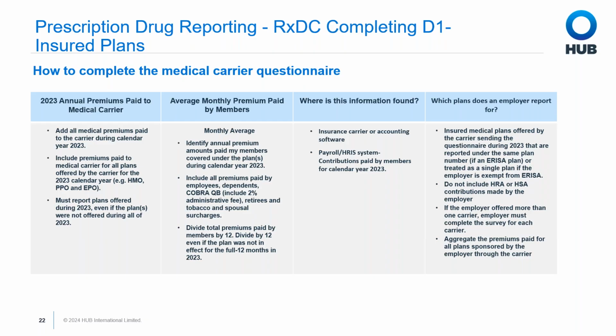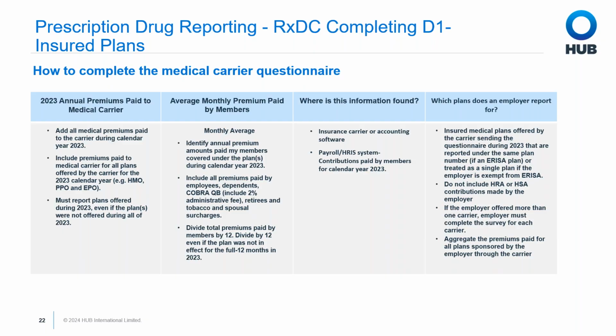The first thing to note is 2023 annual premiums paid to the medical carrier. That is your starting point. You will need to add all of the medical premiums paid to the insurance carrier that is asking you to complete the questionnaire, and that will be for the 2023 calendar year, January 1st through December 31st, regardless of what your plan year is. You will include premiums paid to the medical carrier for all plans sponsored by that specific carrier, assuming that those plans are treated under the same plan number, meaning if I have an early retiree program and then I have a plan that is also commingled with my actives, that is one plan.